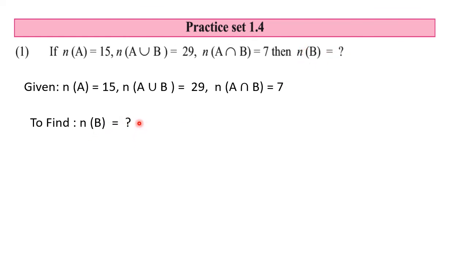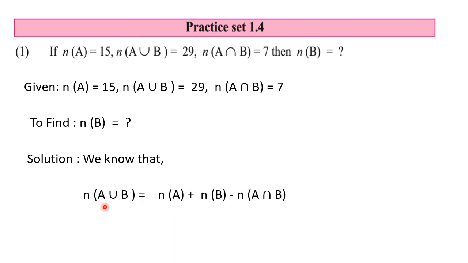In the solution, we have to start with the formula which we know. So always write down either "we know that" or "we have", the formula which is already in our knowledge. That knowledge we are applying directly here. The formula is written like this: n of A union B is equal to n of A plus n of B minus n of A intersection B.